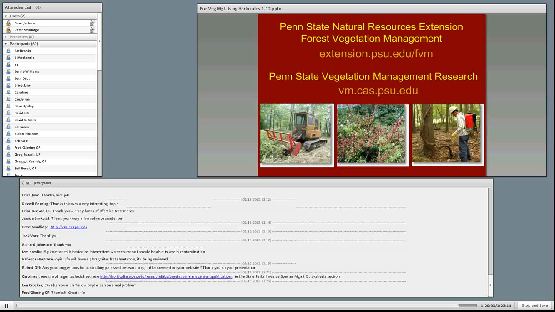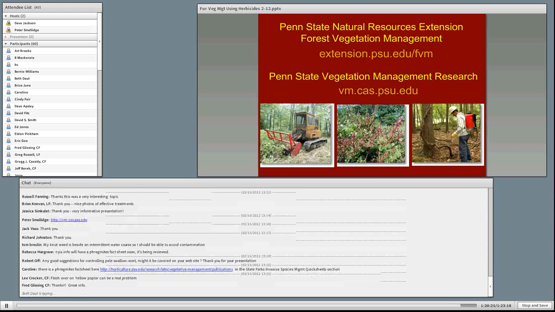So Rebecca Hargrave points out that New York will soon have a Phragmites fact sheet. It's in review now, and it's going to be posted at NYIS, which is New York Invasive Species, NYIS.info. Related to that, Caroline says there's a Phragmites fact sheet at the Penn State Horticulture site, and she provides a link for that, which I won't try to respond to.